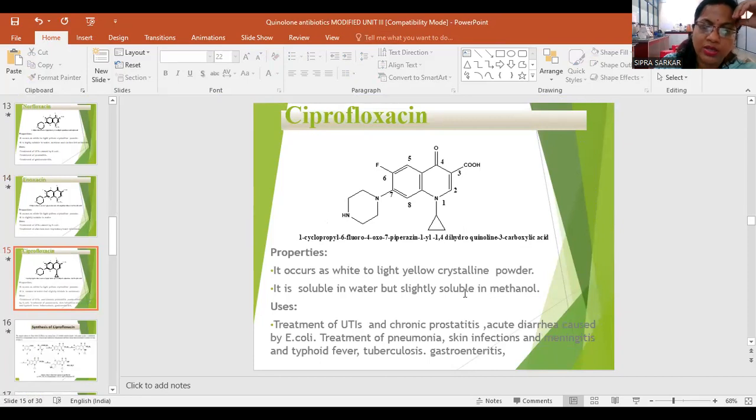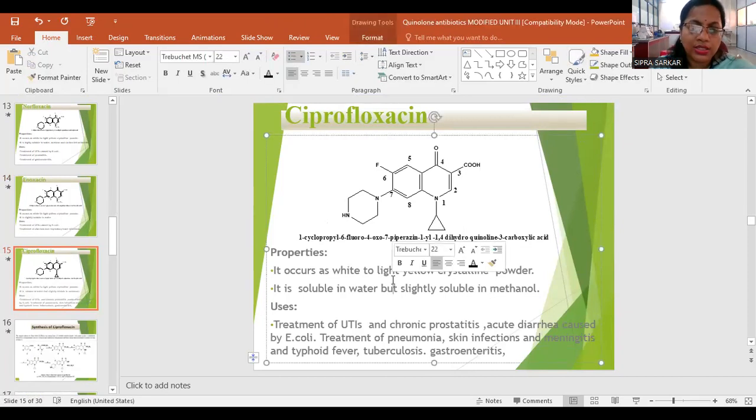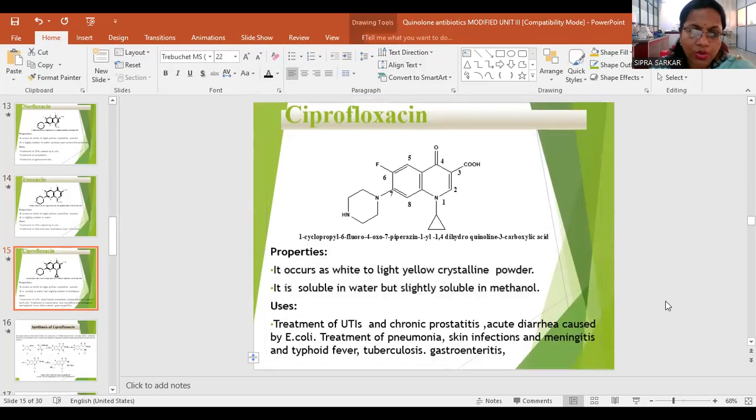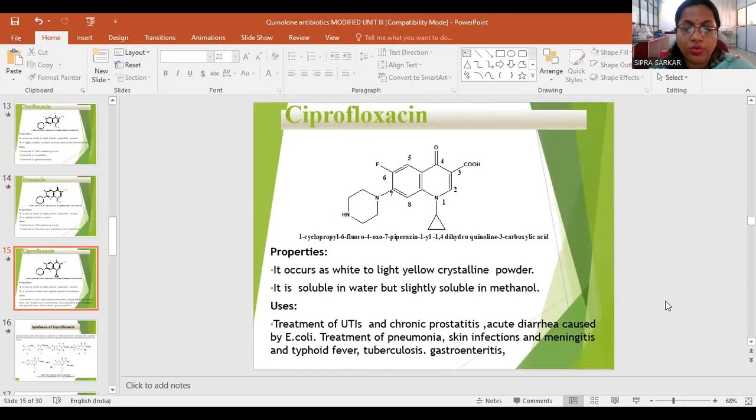Ciprofloxacin is one of the very versatile, widely used drugs. One piperazine is present in the 7th position. It occurs as a white to crystalline powder. It is soluble in water but slightly soluble in ethanol. It is used for the treatment of UTI, chronic prostatitis, acute diarrhea caused by E. coli, treatment of pneumonia, skin infection, meningitis, typhoid fever, tuberculosis and gastrointestinal infection. So this type of infection can be treated.